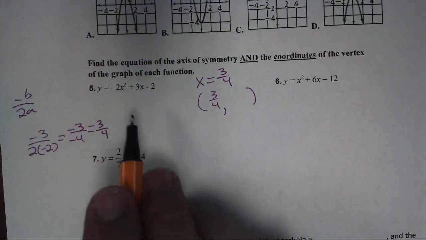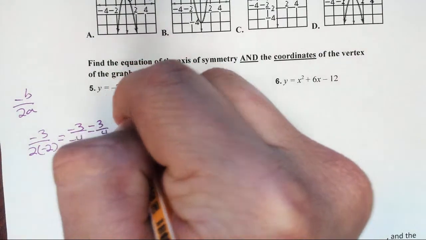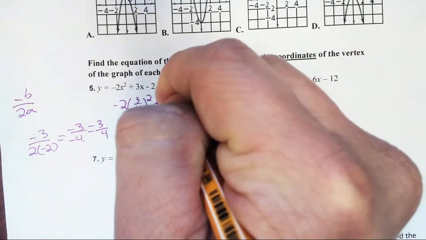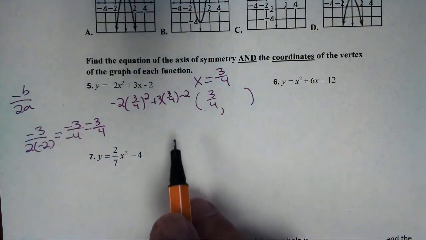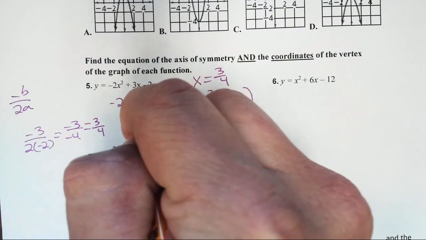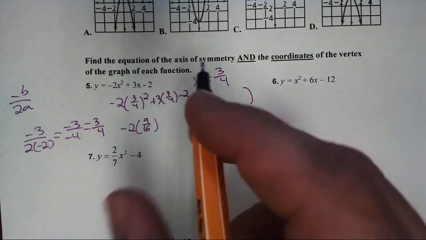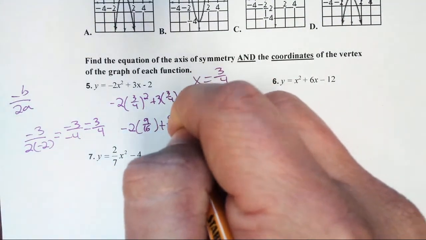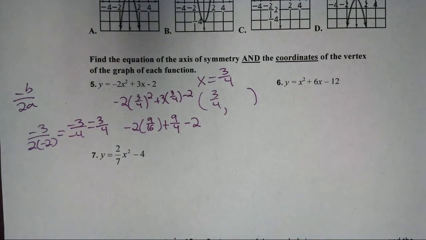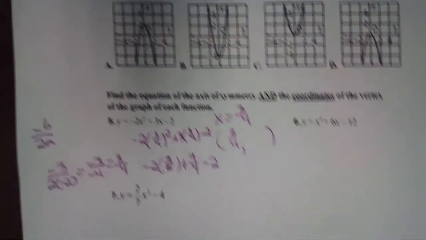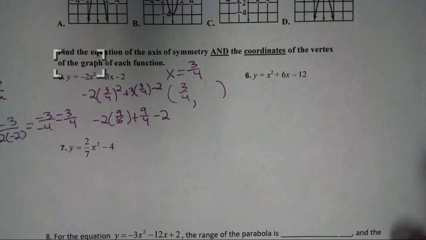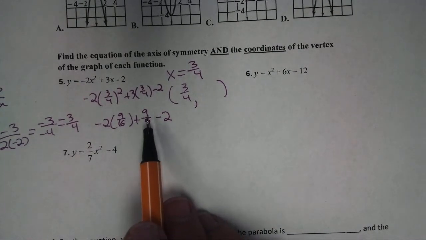Now we figure out the something by plugging 3/4 into the problem. So negative 2 times 3/4 squared plus 3 times 3/4 minus 2. 3/4 squared is 9/16, so it's negative 2 times 9/16. 3 times 3/4 gives us 9/4. And then we have a minus 2 at the end of the problem. So negative 2 times 9/16 is going to give us negative 18/16. Then we have our 9/4, and then we have our minus 2 over 1.